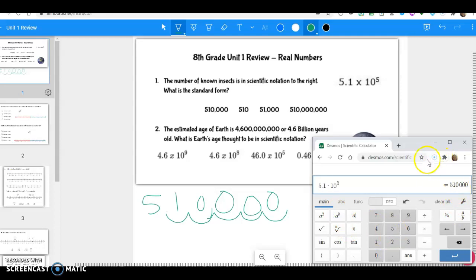So the calculator is going to be very helpful for you to double check your answers. Make sure your solution is absolutely correct. Number two, the estimated age of Earth is 4.6 billion years old. What is Earth's age thought to be in scientific notation?